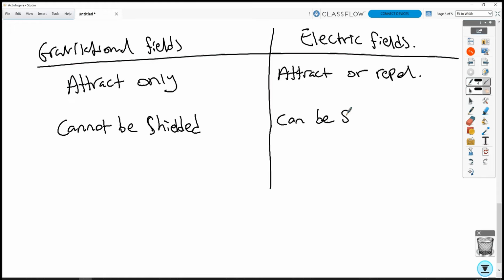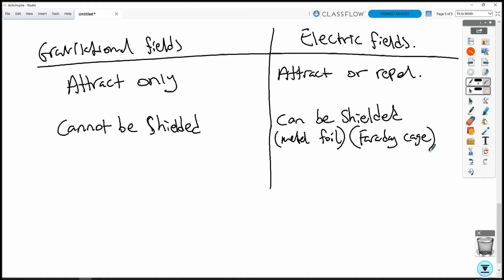So this can be shielded, which can be done with metal foil or a Faraday cage. Do you know when you're in the car and you're driving under a concrete bridge and you have the radio on and it's blocked? Is that the electric field being shielded? It can be. It doesn't necessarily have to be. Okay.